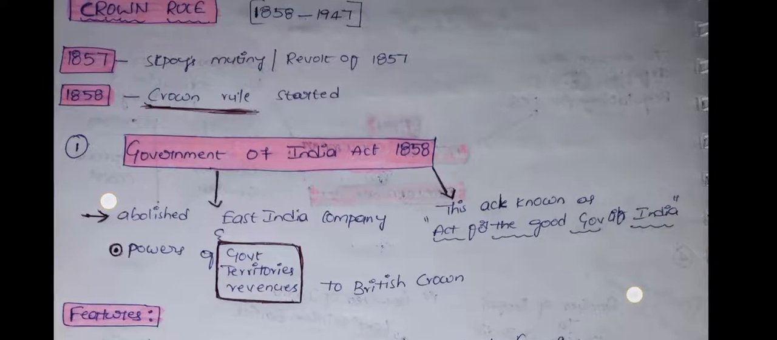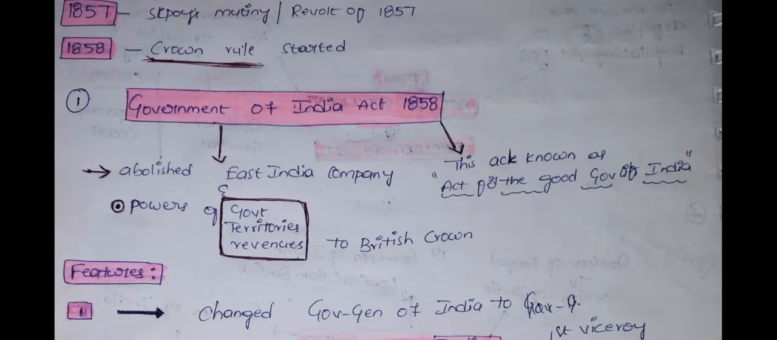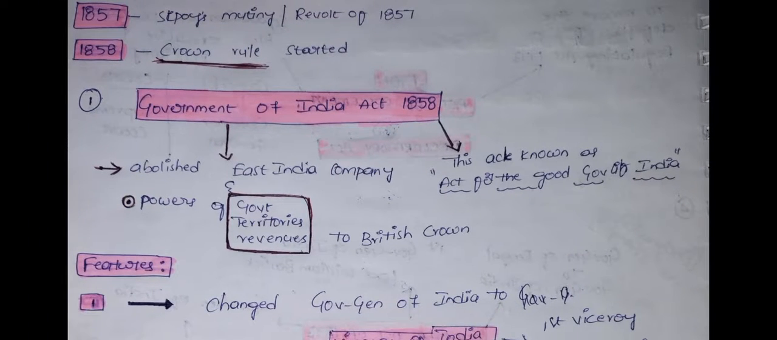First one is the Government of India Act 1858. This act is also known as the Act for the Good Government of India. The Government of India Act 1858 abolished the East India Company from all powers like territories, revenues, and their government in India. All these powers were given to the British Crown.